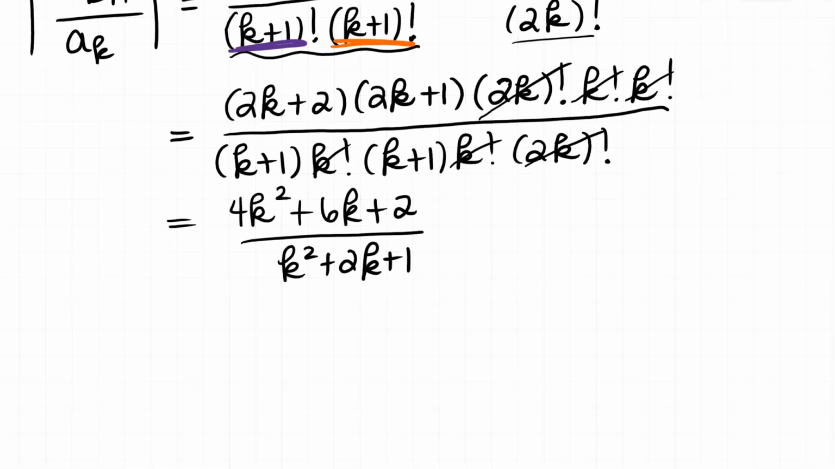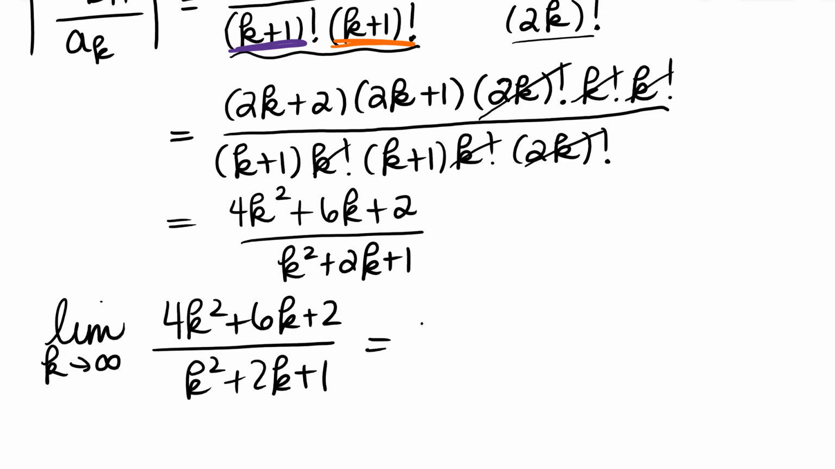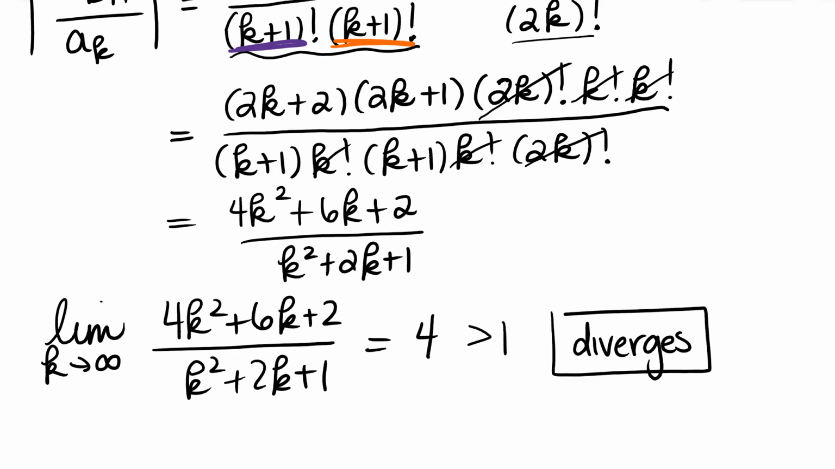And now I'm ready to take the limit. So I take it to the limit one more time. And what do we get here? It looks like we get 4, right? Because we have the same degree on top as we have on bottom. So we just take the ratio of their coefficients and go from there. And so 4 is greater than 1. And if that's greater than 1, what do we know about this series? It diverges. Okay, good. I don't know, that was pretty fun.